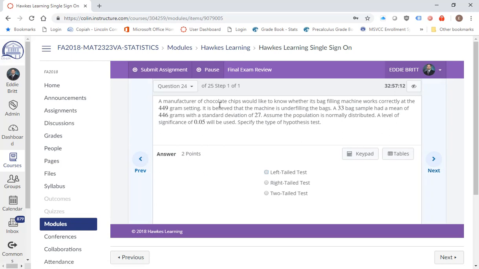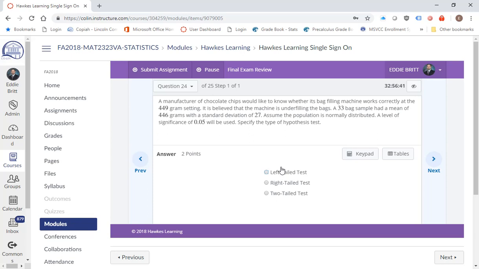The manufacturer of chocolate chips would like to know whether its filling machine works correctly at the 449 gram setting. It is believed the machine is underfilling bags. A 33 bag sample had a mean of 446 grams with a standard deviation of 27. Assume the population is normally distributed. A level of significance of 0.05 will be used. Specify the type of test.